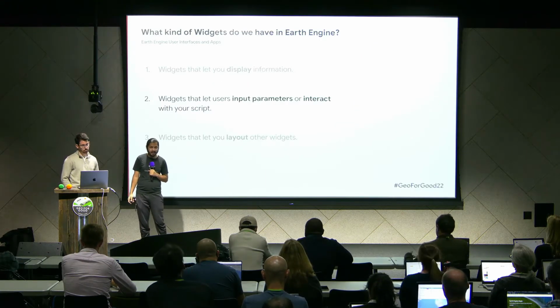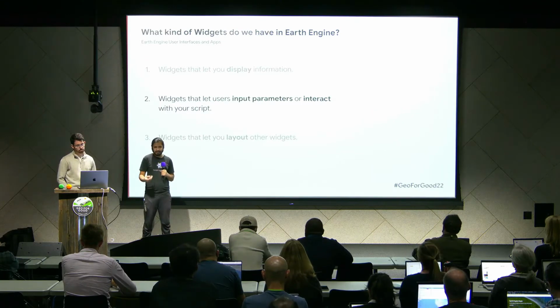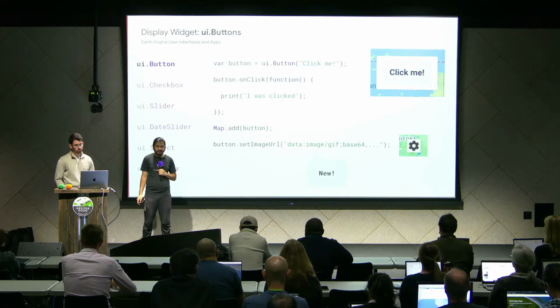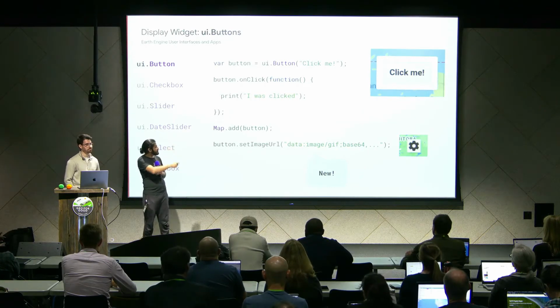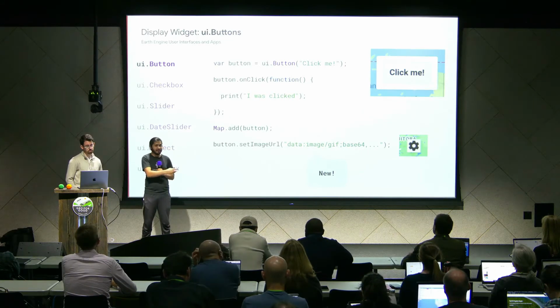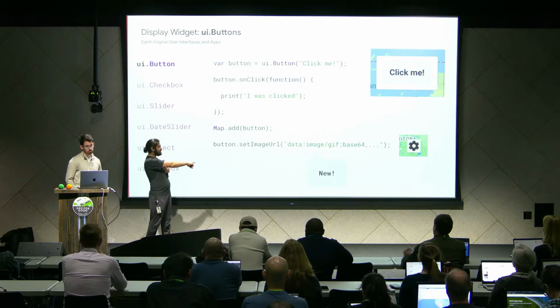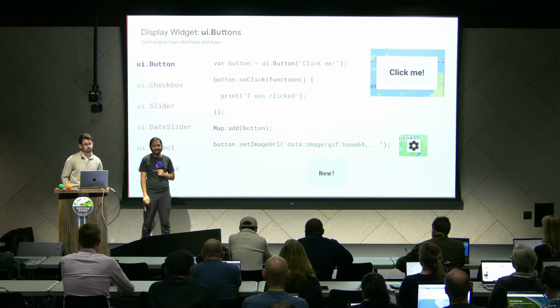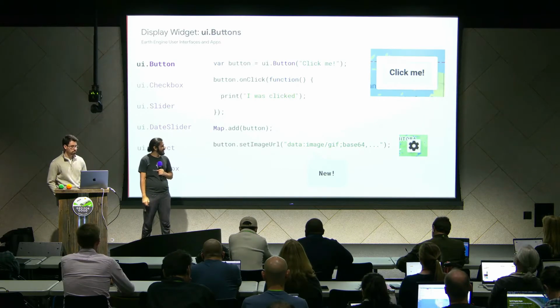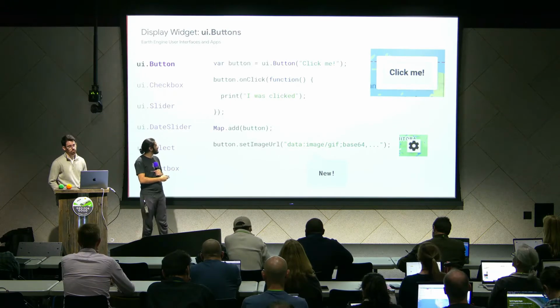The second type are input parameters. These are just interaction widgets. The first one is a button, and you know buttons, you click on them often. You supply an onClick function to do something when it gets clicked. So here, I was clicked. A new feature, again, is setImageUrl, and now you can actually make a button an image. So now you can make a little settings icon or play around with fun little buttons instead. So really fun for building prettier apps.